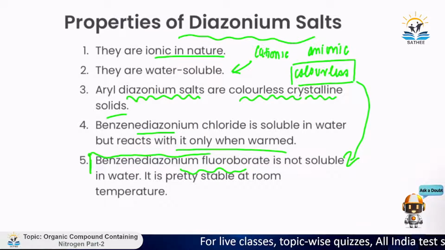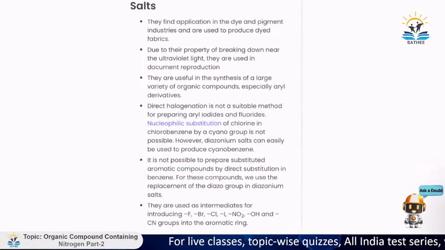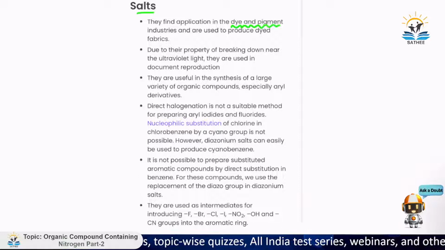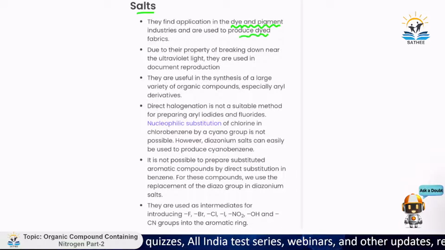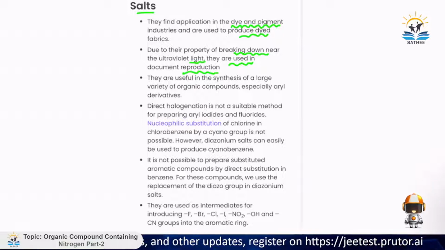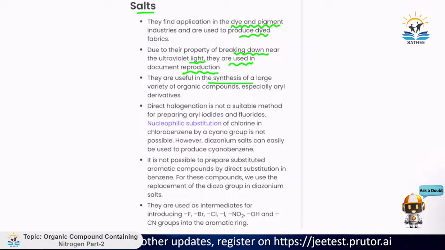Now we move forward. We saw the properties. Now, why do we have to study these diazonium salts? They find application in the dye and pigment industries, so they are used to produce dyed fabrics, due to their property of breaking down near ultraviolet light. They are also used in the synthesis of a large variety of organic compounds, especially aryl derivatives.